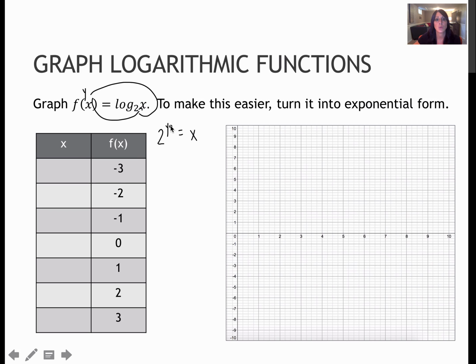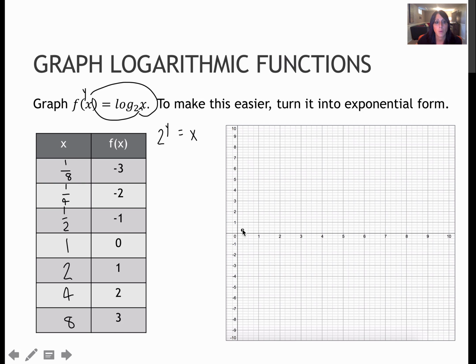So now I'm saying 2 to the negative third would be 1/8, or 0.125. 2 to the negative 2 would be 1/4, or 0.25. 2 to the negative 1 would be 1/2, or 0.5. 2 to the 0 would be 1, 2 to the 1, 2 to the second, and 2 to the third. And now I'm going to plot these points.